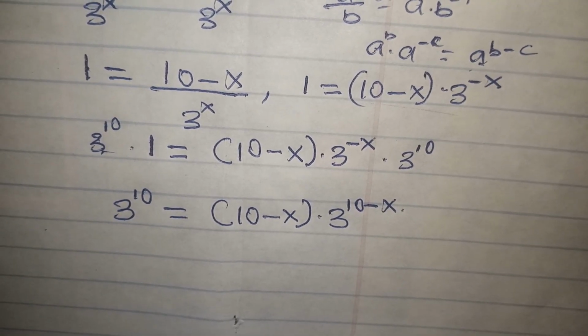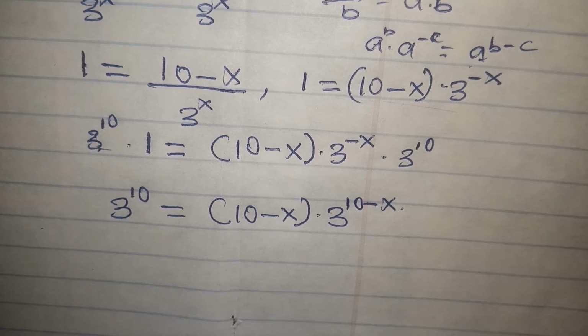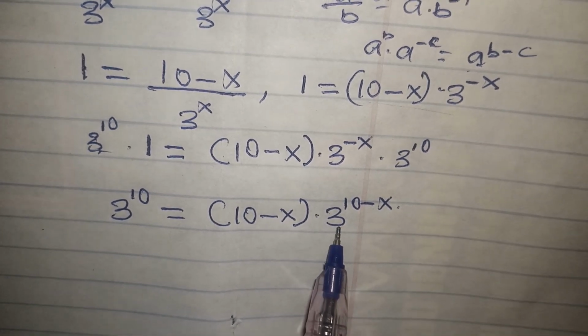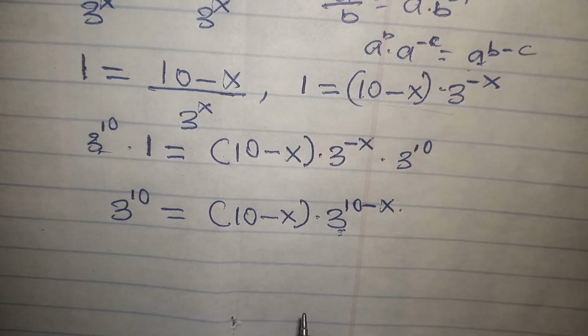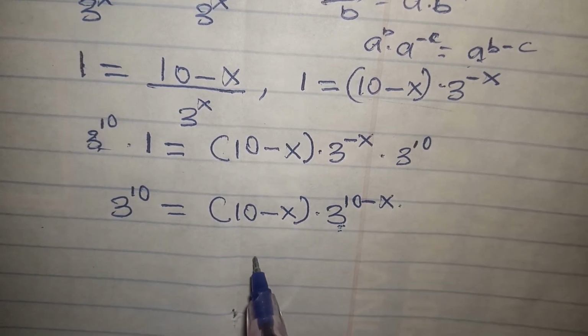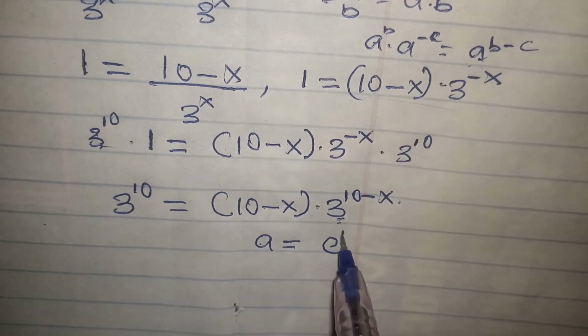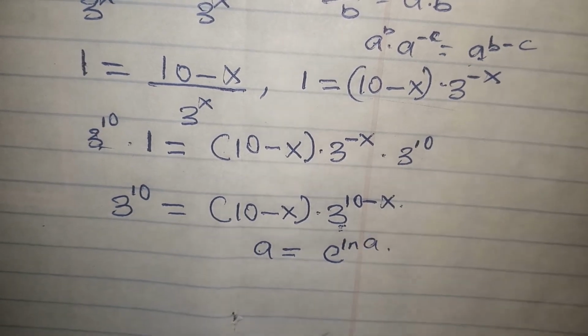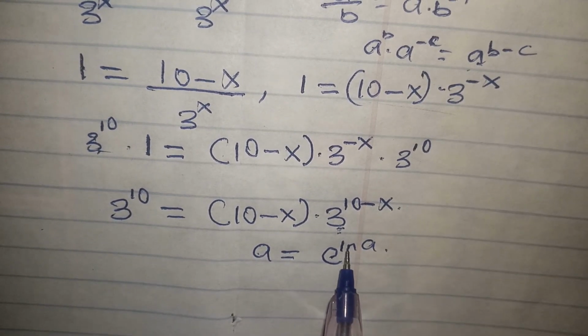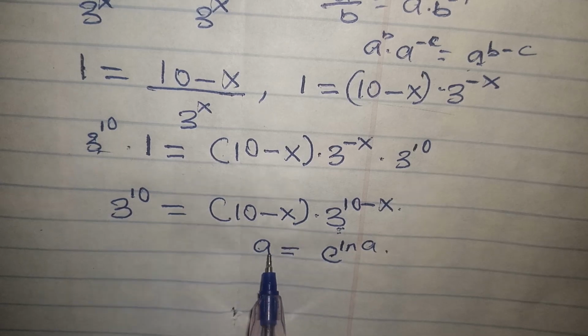So what then is the next step? Okay, at this point, we are going to apply a rule which says a equals exponent of ln of a, because this exponent will cancel this natural log, and we are going back to this.